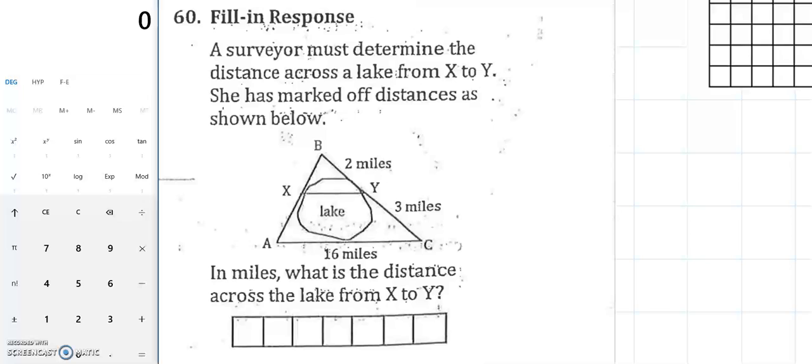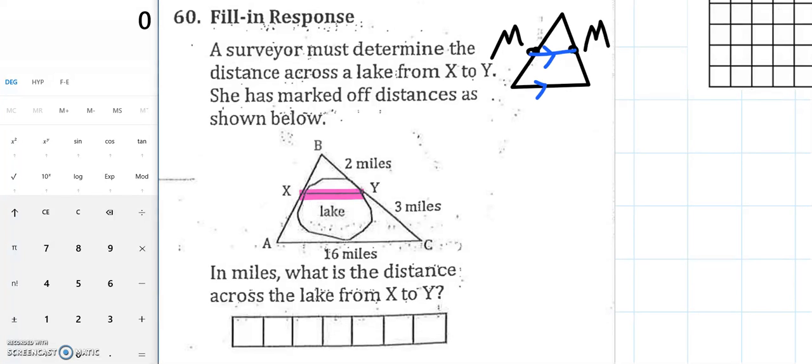Okay, now for your last question, you're looking for this distance from X to Y. Now, some of you may think XY is a mid-segment. If you remember what a mid-segment is, it's when you have a triangle, and then within your triangle, we have the midpoints of two sides connected with a line segment. Now that line segment is parallel to the base, and it's half the length of the base. So if your base was 10, that mid-segment would be 5.